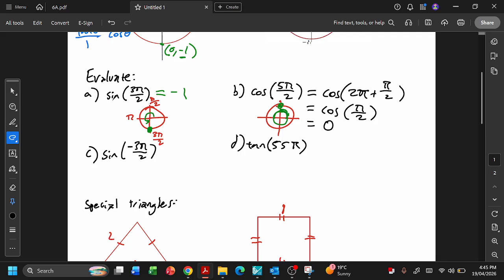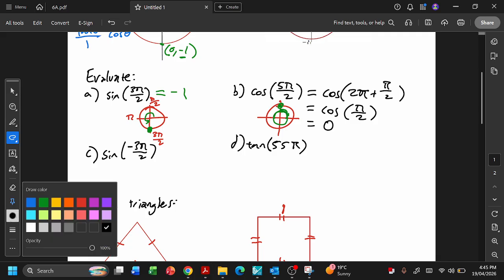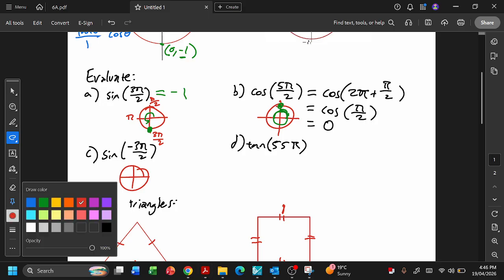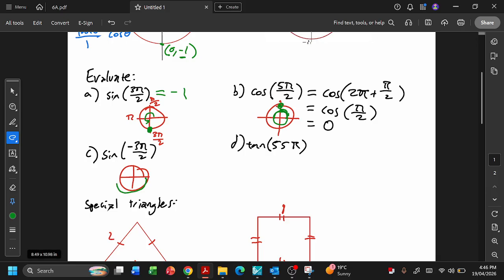So sine of -3 pi on 2, where is that on the circle? Well, negative means start at this point here and rotate backwards. So I'm going to rotate back 3 pi on 2 units. That puts me right here. Now, what's the y-coordinate of that point?